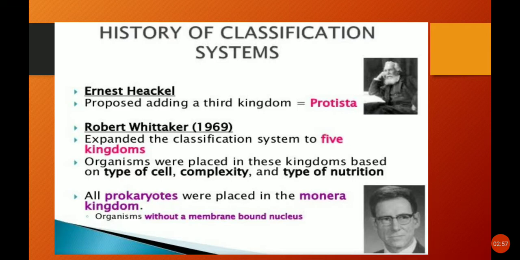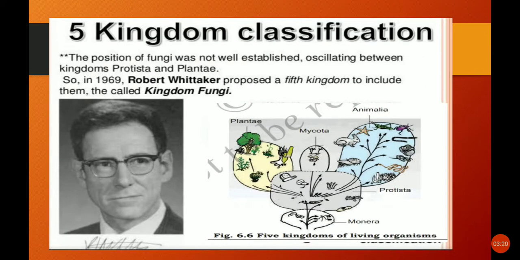Organisms without a membrane bound nucleus: there is a nucleus in the cell, but that nucleus doesn't have a nuclear membrane. Such organisms are kept under the Monera kingdom. So the kingdom classification was finally done by Robert Whittaker.